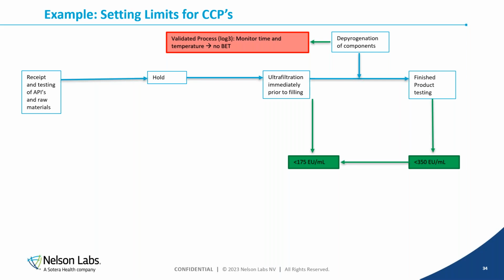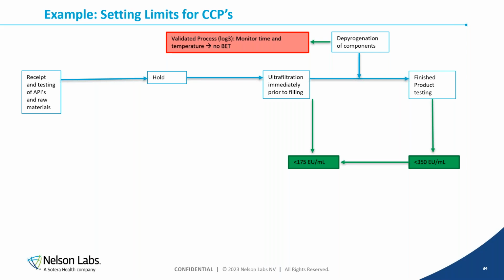It might sound logical to have the same endotoxin limits, since we do not encounter any possible contamination during the next steps. It might sound logical to set the same limits as the end product testing, but we want to feel more comfortable that if something might happen, we're still within our specifications. And if we would set a limit of 175 EU per milliliter, we might always reach the end product specification of 350.